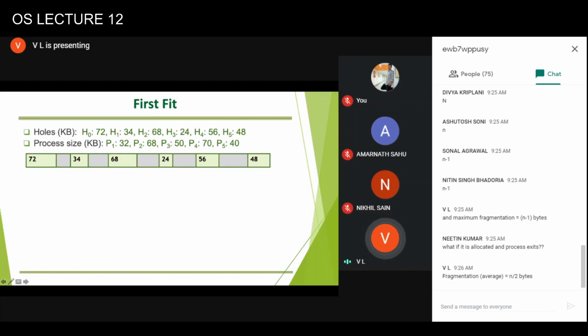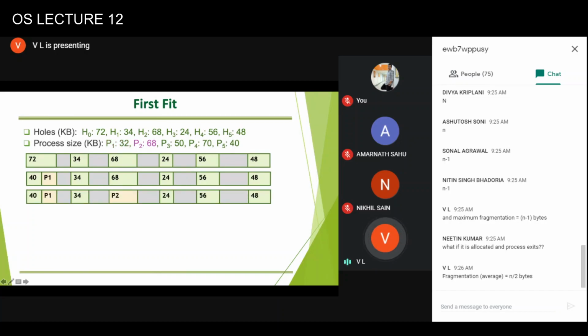The very first hole is the 72. So 32 gets allocated and 40 kilobytes are free. So the hole size has now shrunk to 40 kilobyte. Then the second process comes. So it will be allocated to this hole.